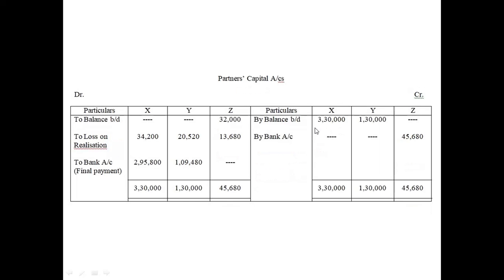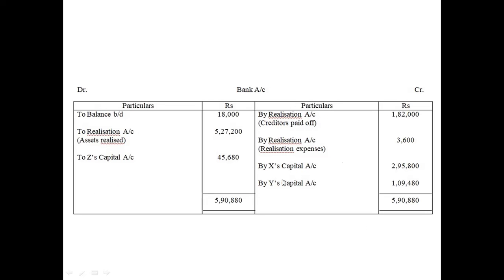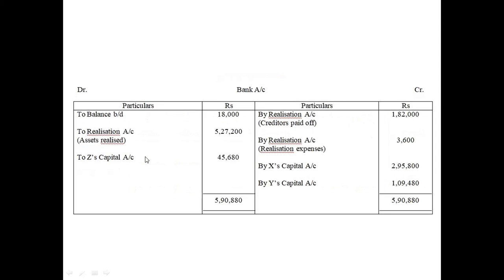So now let us go to realization account one more time. Now check in the debit side if bank is written. Yes, here it is. To bank account, creditors paid off 1,82,000. To bank account, realization expenses 3,600. So you can write here the same amounts, 1,82,000 and 3,600 for creditors paid off and realization expenses respectively. And finally, in the partners capital account, we can see here for X and Y we have made the final payment of these amounts, and write the same here.